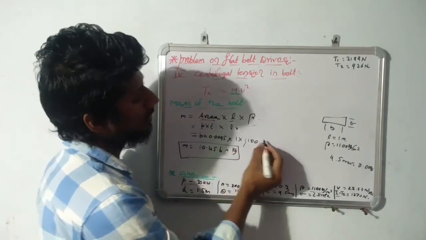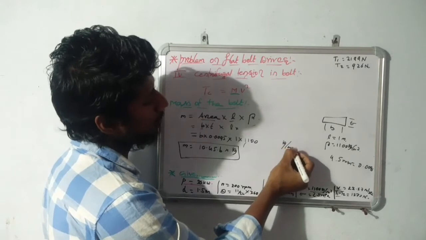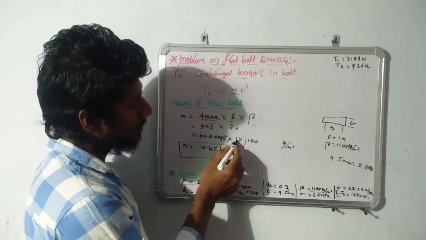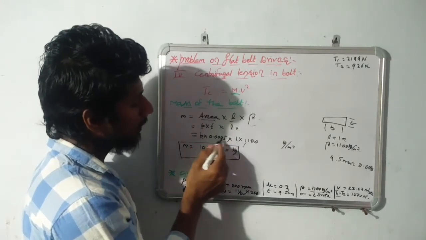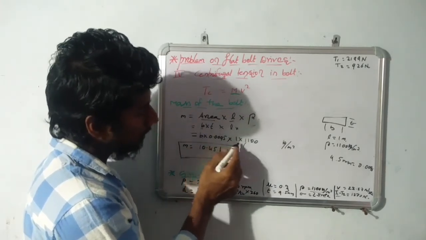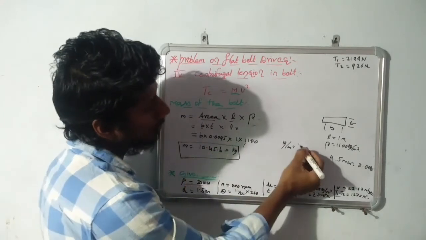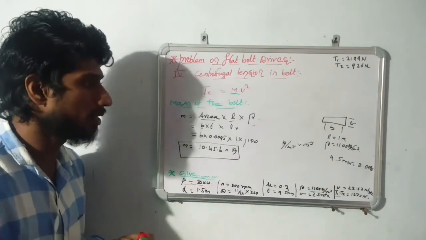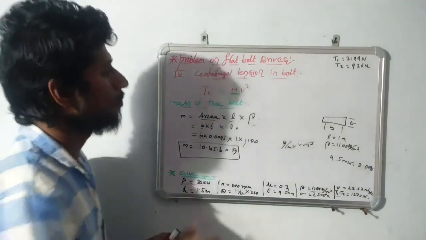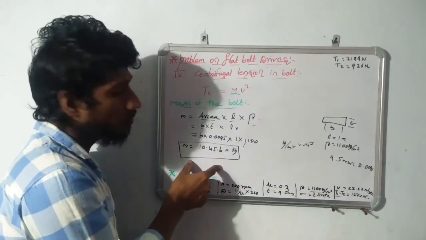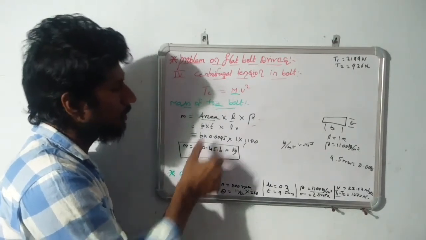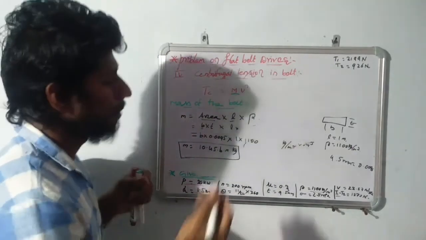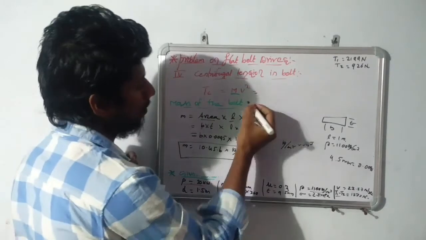Let's see the unit conversion here. The density of the material is in kg per meter cube. The length of the belt is in meters, and the width and thickness of the belt are also in meters. Multiplying these three, we get meter cube. So simplifying this, we get the mass of the belt in kgs. This is the unit conversion. Using this mass of the belt, we are going to find the centrifugal tension acting on the belt.